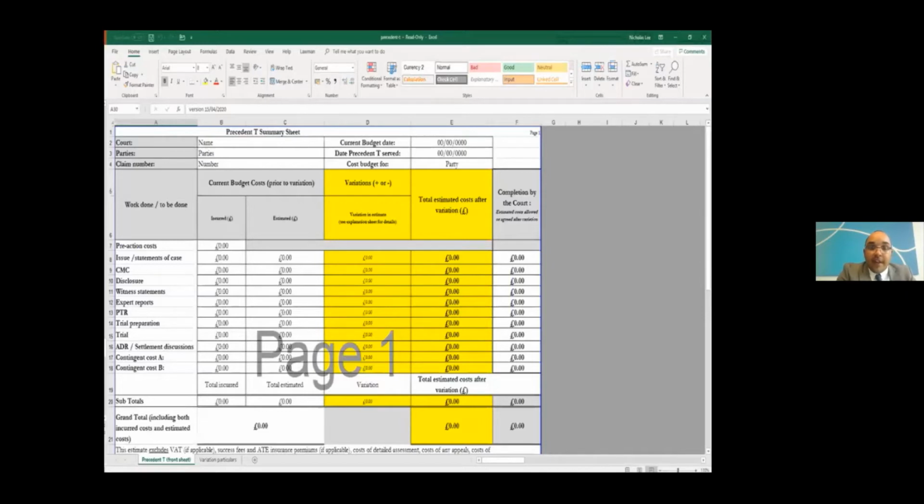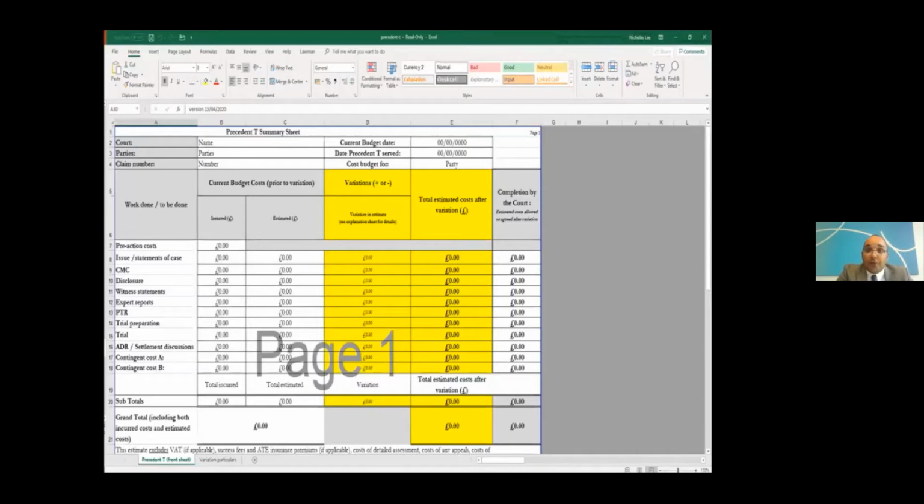You then have to set out, as you'll see in yellow, the variation. And the variation has a plus or a minus sign. I find that rather amusing because cost management has been around now for 7 years or so, and I'm still yet to see a single party apply to vary their budget downwards. You're supposed to, if there's a significant development that means that your budget or your cost will be less, then you're supposed to apply. I've not seen a party do that.